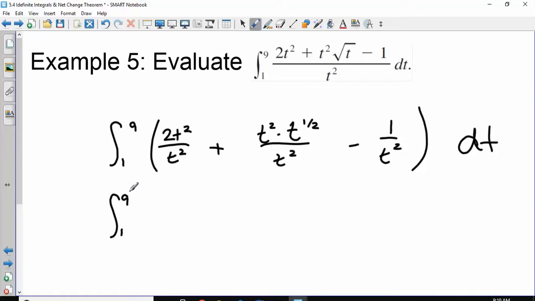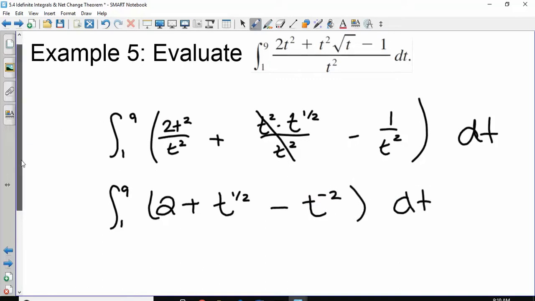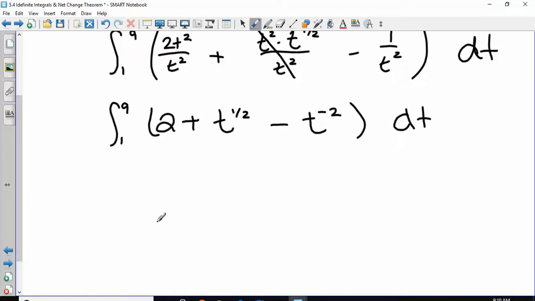So if we simplify this, 2t squared over t squared is just 2. Plus, those will cancel, so t to the 1/2. Minus 1 over t squared would be t to the -2 power.